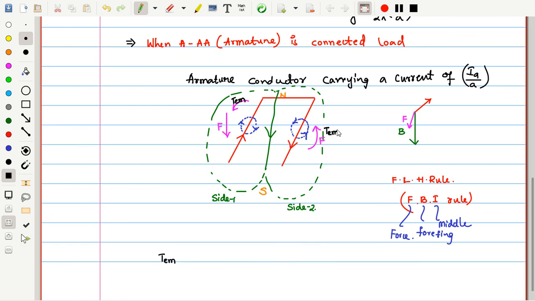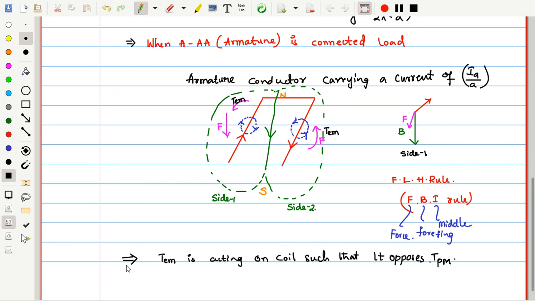So this force, when you write in terms of the torque, it gives in this way. This is only side 1 I had shown you here. You can take side 2 also and work on that, and you will come to know how the force is acting on this conductor. So this TEM is acting on the conductor, on the coil, such that it opposes the prime mover torque TPM.